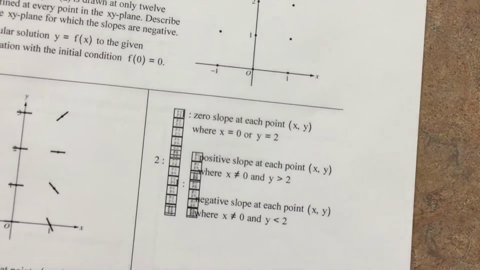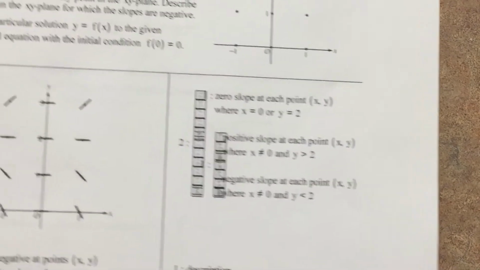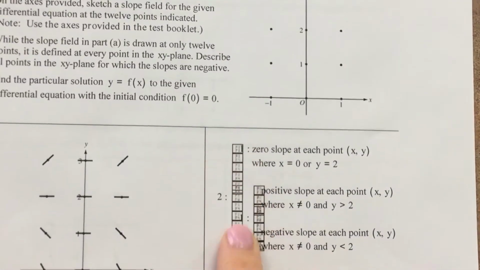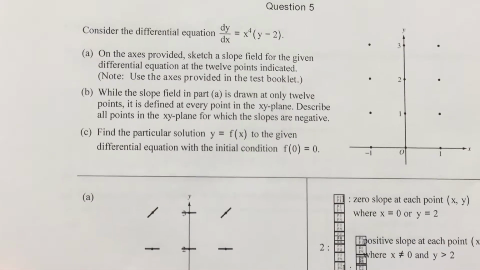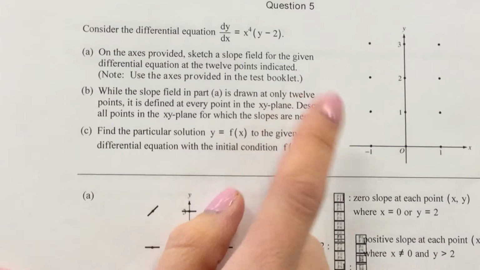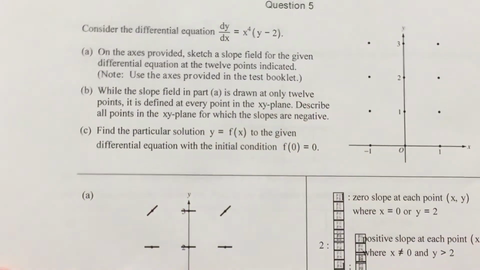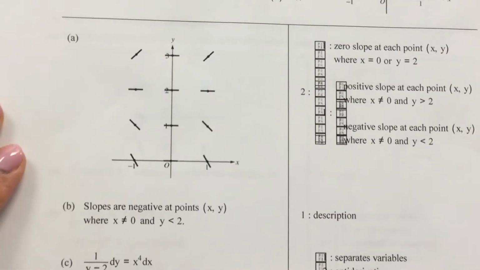Okay, is the next one the x to the 4th one? Yeah. Okay. This one, something came out weird. I must have forgotten to save this one as a PDF, but I don't know what was happening here. So here is your differential equation and the setup. This part B is saying describe all the points where the slope is negative. So this is what your slope field should look like.